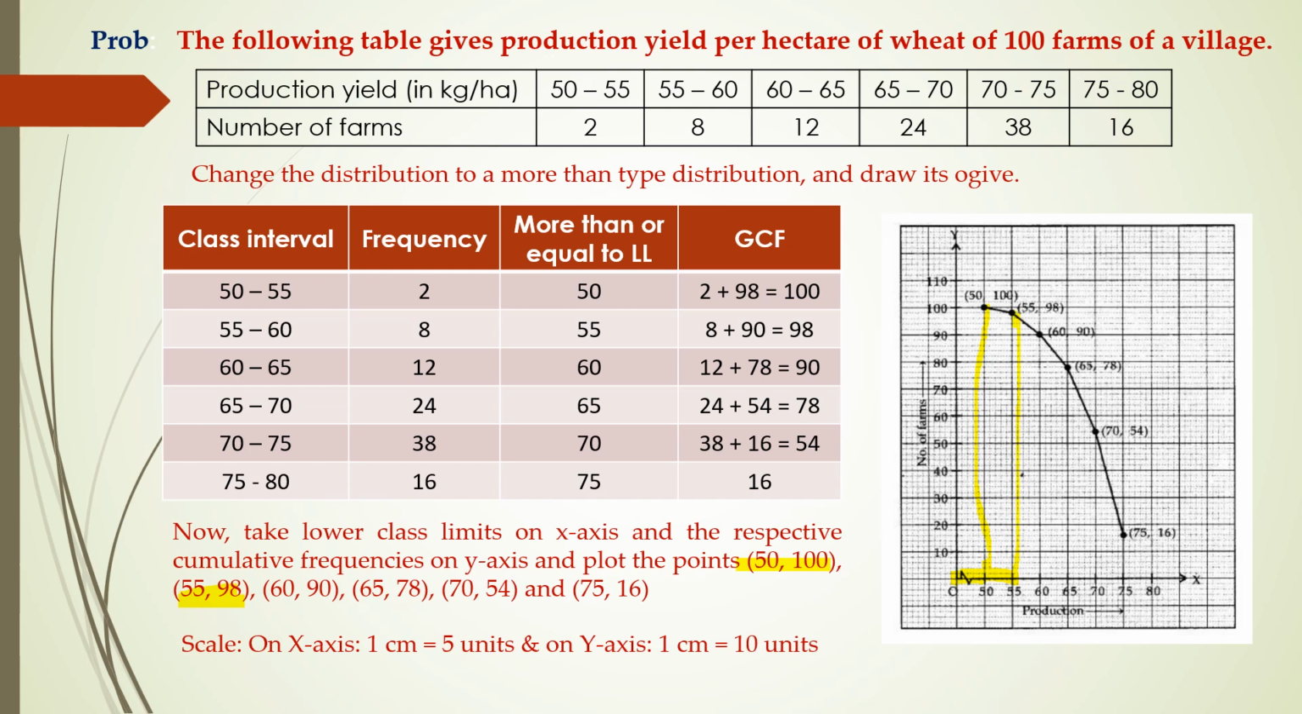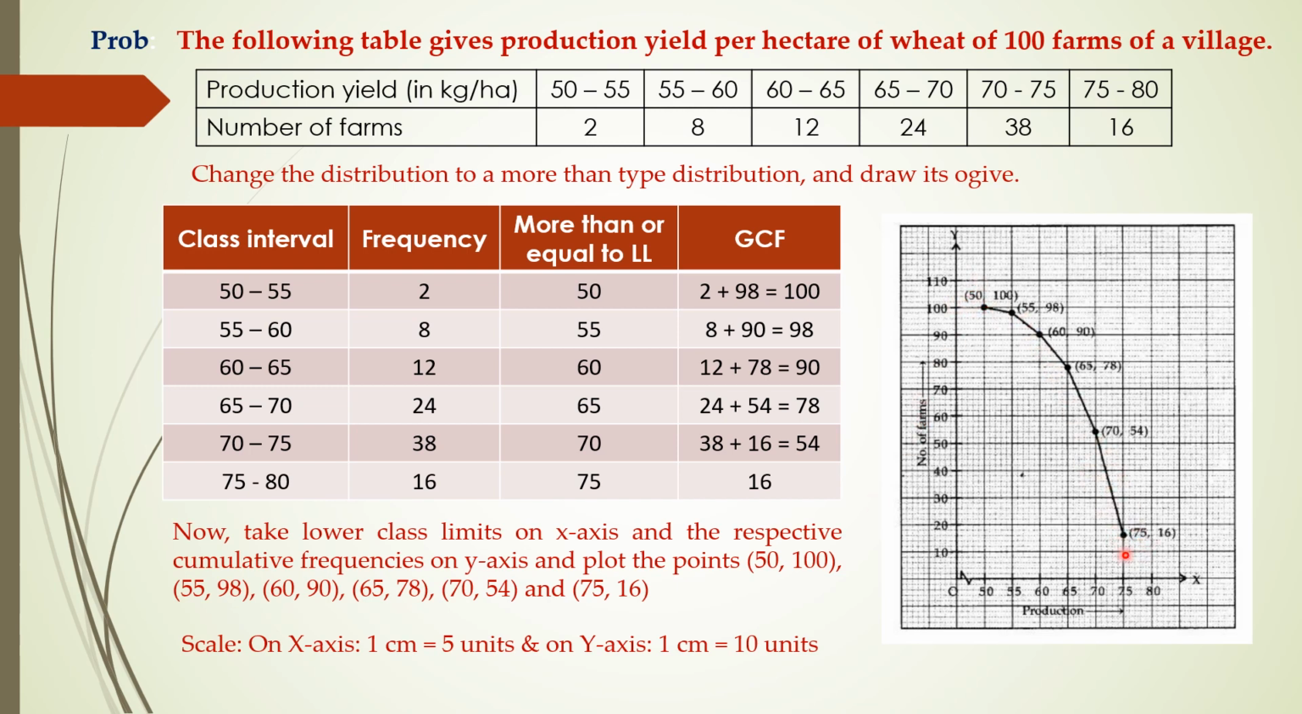Similarly, to plot 1690, start from origin, move 16 units towards right, then 90 units upwards. This is 1690. Similarly, you can plot the remaining points on the graph. Now you have to join all these points with freehand. You will get the graph in this way. Okay, this is the graph that we are getting.